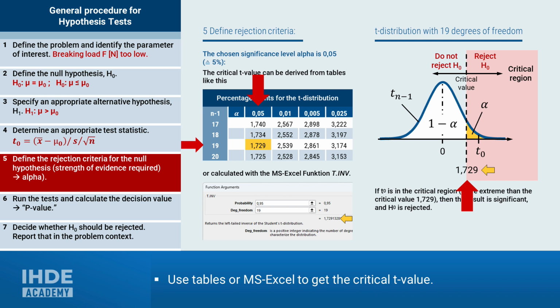But there are other ways of doing it. A second possibility to calculate this value is with the help of MS Excel. To do this, use the t.inf function. Here, however, the probability of the left side must be entered, which is 0.95, 1 minus alpha. With the same number of degrees of freedom, of 19, the result is also 1.729.